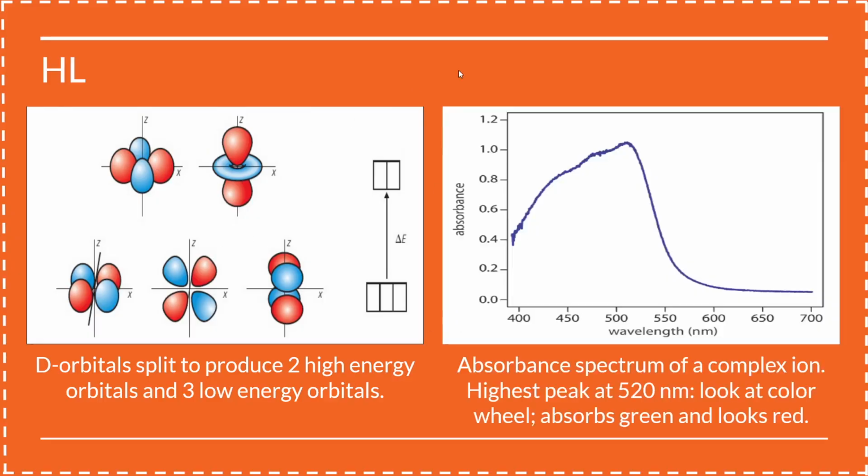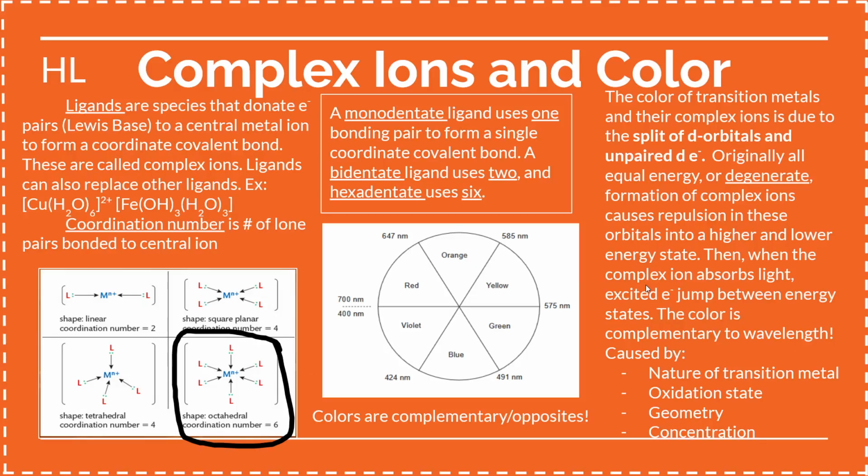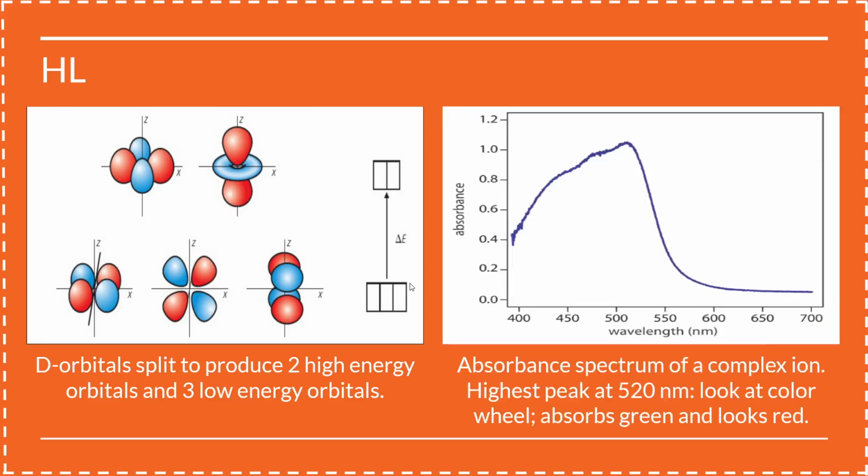So you might also get something for the absorbance spectrum of a complex ion, where your highest peak is going to be at a certain wavelength. Now for this complex ion, its highest peak is going to be at about 520 nanometers. And so if you look at the color wheel, this means that it absorbs green light because 520 is between 491 and 575. So it's going to appear red. And you can see on the side, this is the absorbance of the different wavelengths. So whatever has the most absorbance is what's going to be the most reflected in the color of the complex ion.